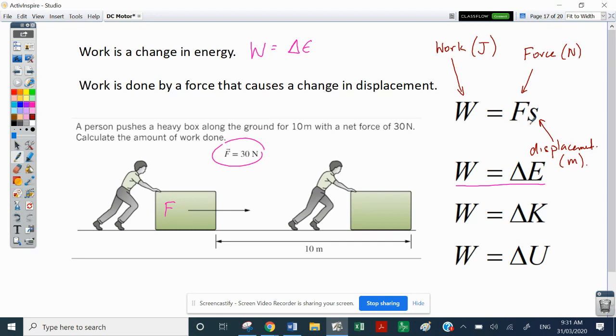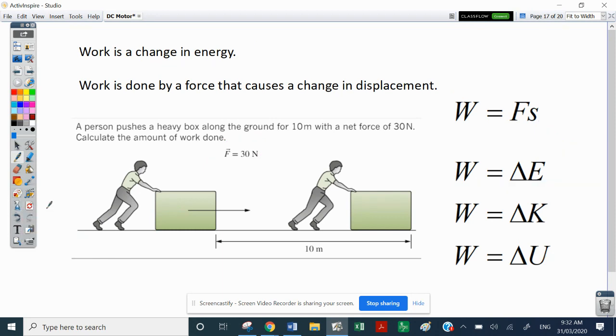The other forms that work takes, because work is defined as a change in energy: work is also the change in kinetic energy and also the change in gravitational potential energy. I mentioned before that U is the symbol for gravitational potential energy. So having a look at this diagram here, we're going to calculate the amount of work this fellow is doing. A person pushes this heavy box with 30 newtons through 10 meters. What's the amount of work done?